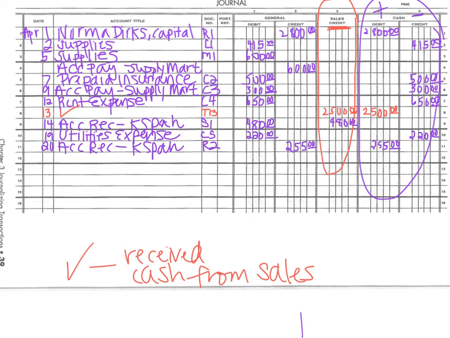All right, we made it to the last one. April 21st. Paid cash to owner as a withdrawal of equity. Anytime that you withdraw money from the capital for personal use, that is the drawing account. So we would write Norma Dirks drawing. And we did this with check number 6.